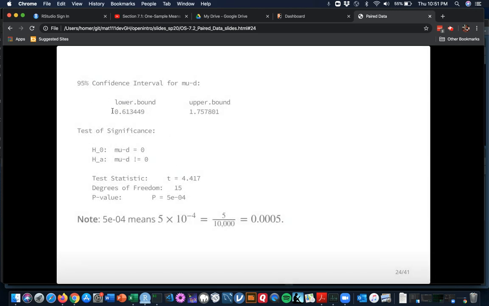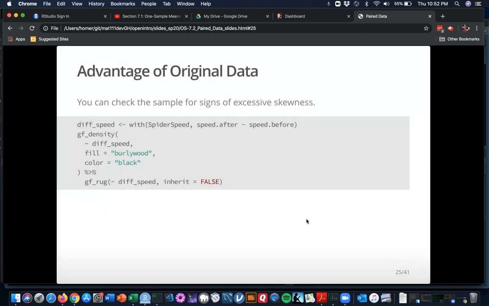And we get that confidence interval again. And we get our test of significance again. And we get the p-value. And it was 0.0005. Over here in the output, that shows up as 5 times 10 to the negative 4, 5 divided by 10 to the 4th power, the 10,000 there, the 0.0005. And so you could continue to make a decision against the null hypothesis. You can reject it. You could write your conclusion.